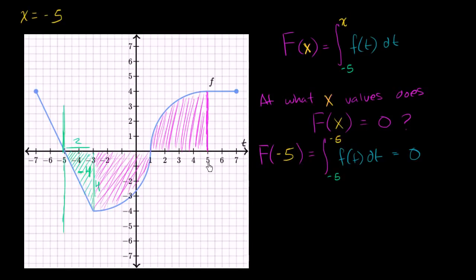So how do we do that? Well, the height right over here is 4. So if we can add a rectangle that is 1 wide and 4 high, that's positive area of 4, which is going to offset this negative 4. And so we go all the way to x is equal to 6. When x is equal to 6, capital F of x is going to be equal to 0.